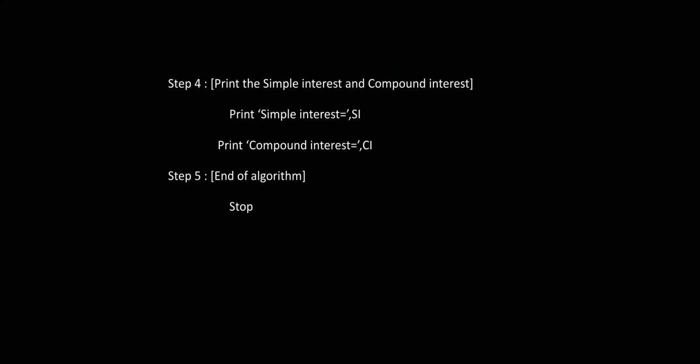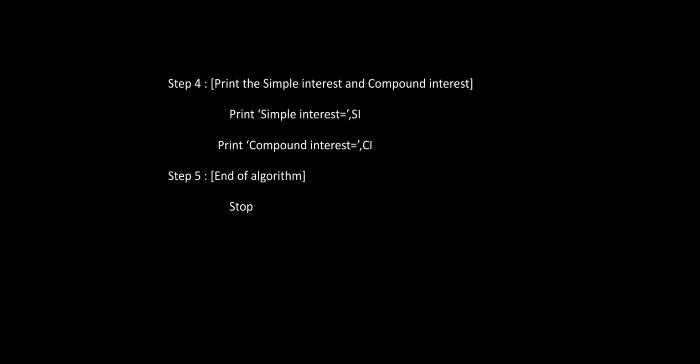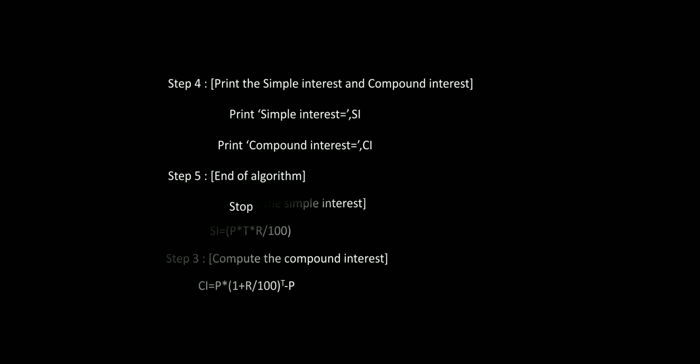In the fourth step we have to print simple interest and compound interest with the help of the SI and CI variables. At the end we have to end the algorithm with the help of the stop statement. First we read the values, compute the simple interest and compound interest. Again we print the statement with the simple interest value with the help of the SI variable. This SI is stored here.